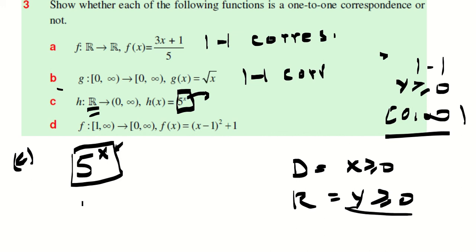So the range must be from 0 to infinity, but not including 0. We can't make it 0. That's why I put an open interval here. So the appropriate range is already mentioned.